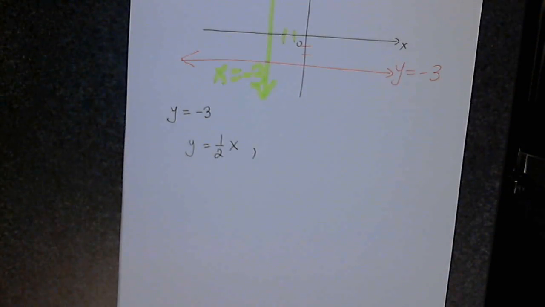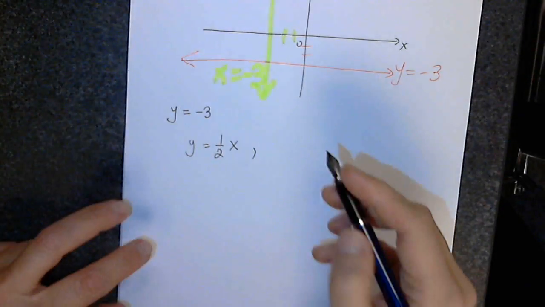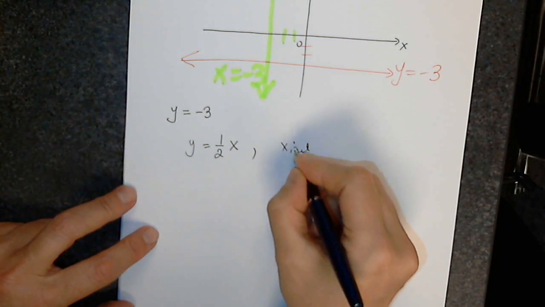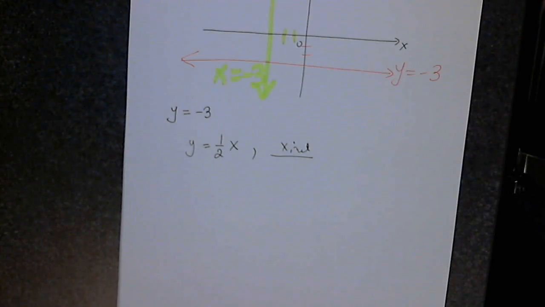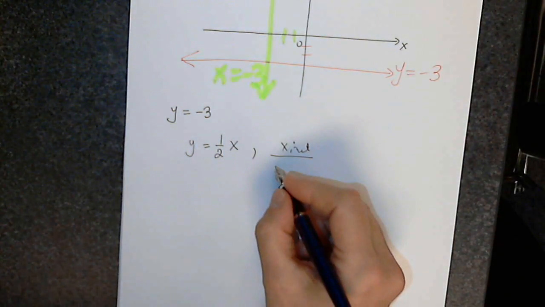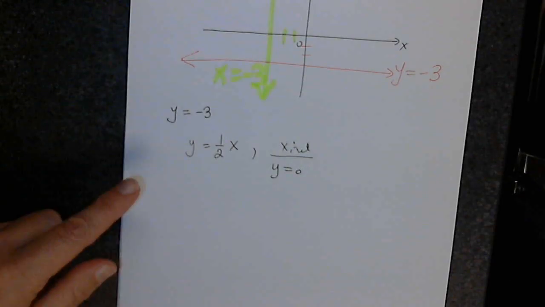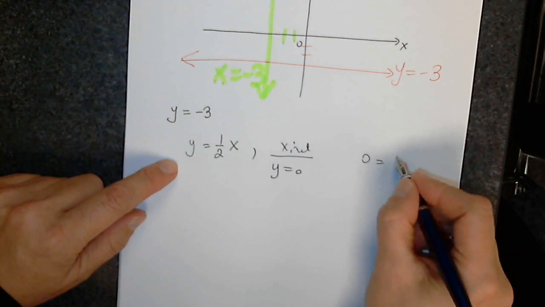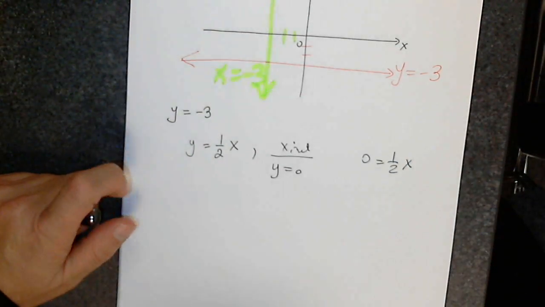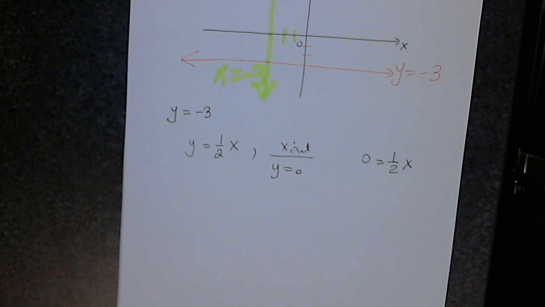We're not solving for anything. We are only asked to graph. So the x-intercept. How do I determine the x-intercept? I make y equals 0. So the equation becomes 0 equals 1/2 x. How much is x? So that 1/2 times x is 0.